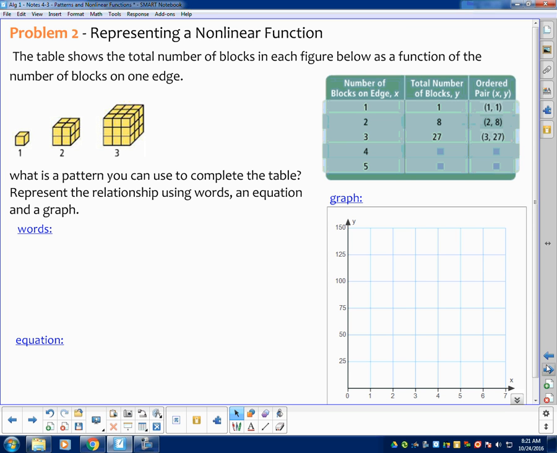The table shows the total number of blocks in each figure below as a function of the number of blocks on one edge. It says, what is a pattern you can use to complete the table? Represent the relationship using words, an equation, and a graph. As we look at the table here, with one block we have a cube, you can see in the picture over here. And if I move to a 2 by 2 by 2 cube, if you think of three-dimensional, 2 by 2 by 2, it tells us how many blocks we have. This one's 1 by 1 by 1.